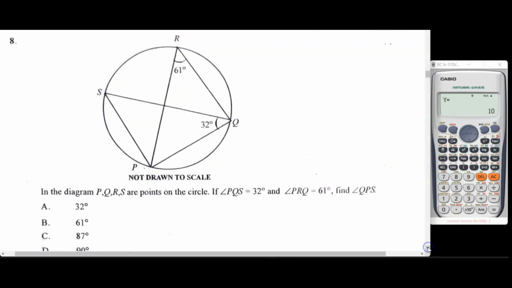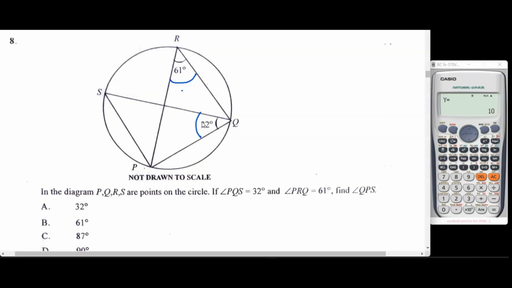Question number 8. We have this circle here. It says in the diagram PQRS are points on the circle. If angle PQS is equal to 32 degrees and angle PRQ is 61 degrees, find angle QPS. So going over the preamble, we know that angle PQS, 32, is being shown. And then angle PRQ, 61, is shown there.